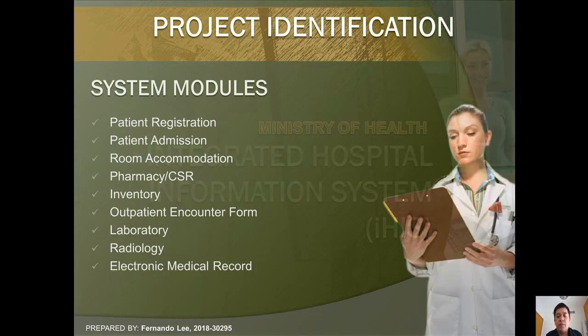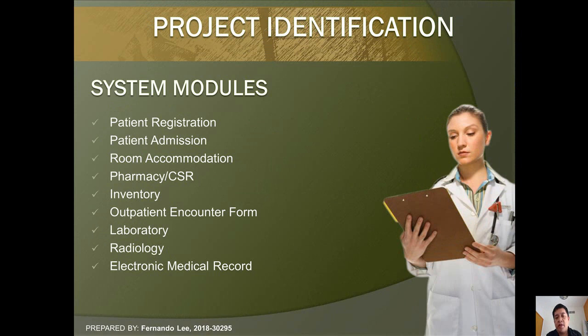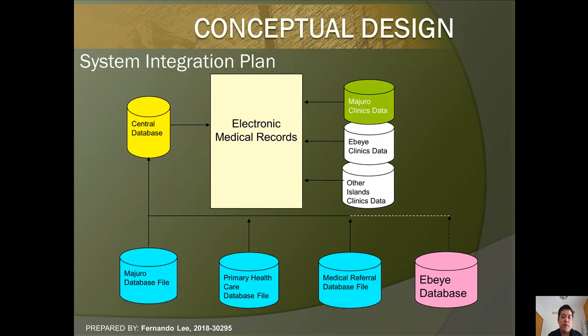So, project identification. The name of the project is the Integrated Hospital Information System, or I call it IHIS. These are the modules: the patient registration, the patient admission, the room accommodation, pharmacy, inventory, outpatient encounter form, laboratory, radiology, and the EMR, or the electronic medical record.